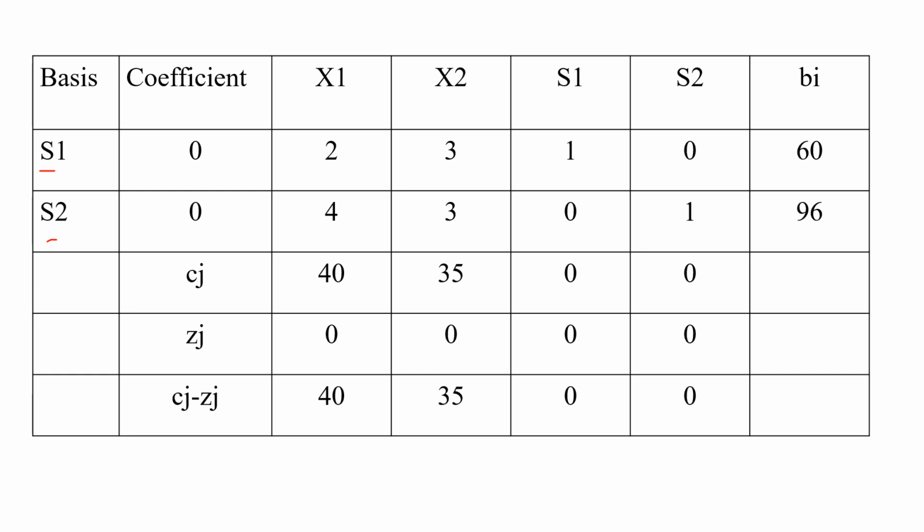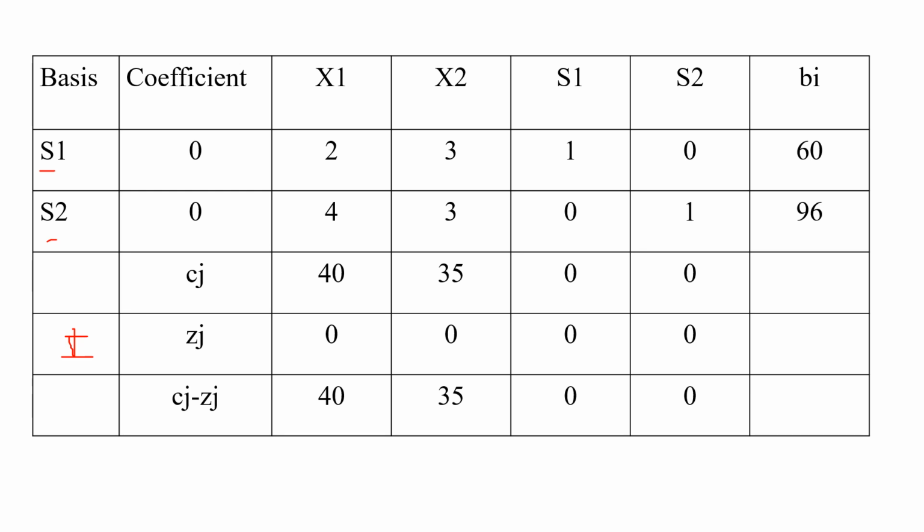In the initial stage, when there is no operation, I just write I here to show that it is the initial stage. Cj is nothing but the objective function. Hopefully in the previous slide I highlighted that it is 40x1 plus 35x2 plus 0s1 plus 0s2. This is your objective function. Then initially, when there are no product formations, Z equals 0 into 2 plus 0 into 4, that is 0. Similarly everywhere you will find 0.